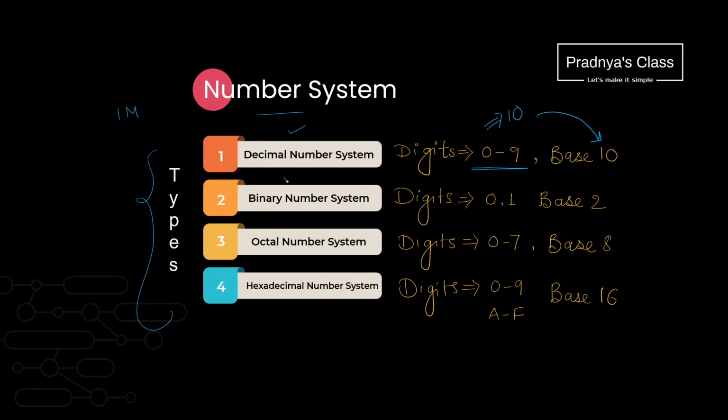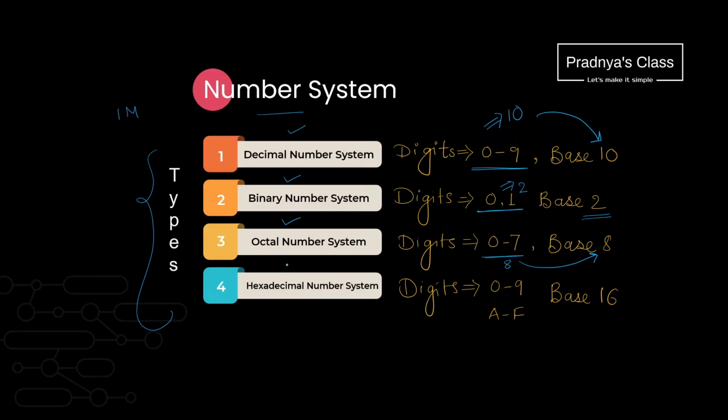The second number system is binary number system. The digits present in this number system are 0 and 1. So, the base of this number system is 2. The third number system is octal number system. The digits are from 0 to 7. Total digits are 8. That's why the base is 8.